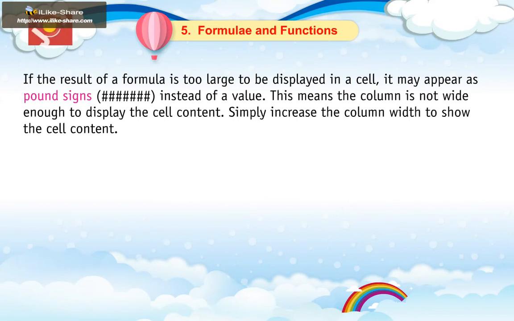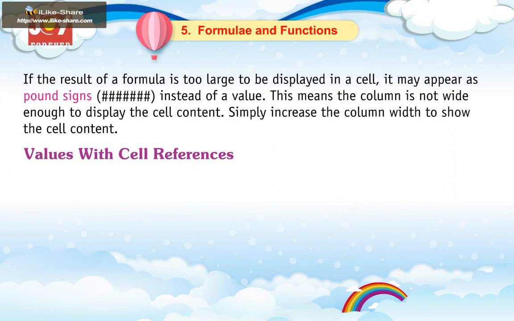If you select the cell again, notice that the cell displays the result while the formula bar displays the formula. If the result of a formula is too large to be displayed in a cell, it may appear as pound signs instead of a value. This means the column is not wide enough to display the cell content. Simply increase the column width to show the cell content.